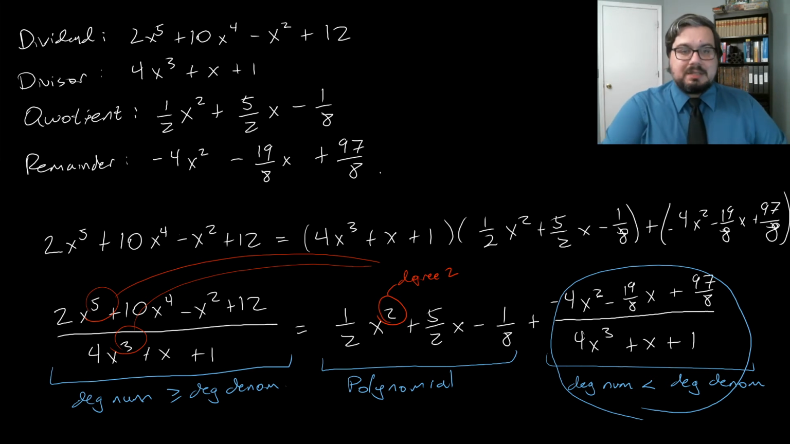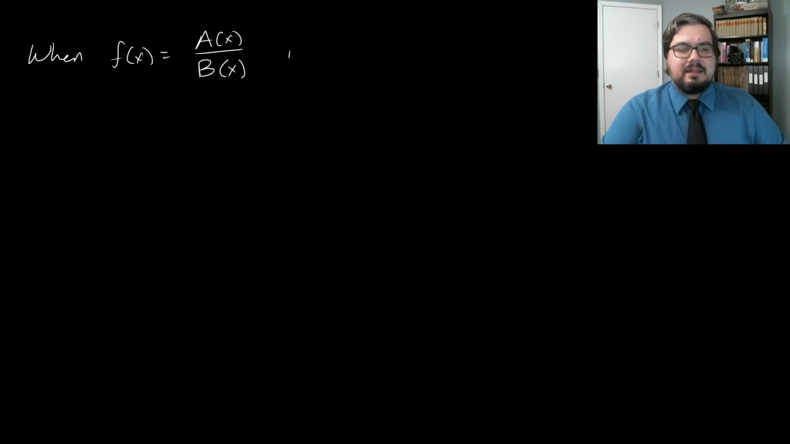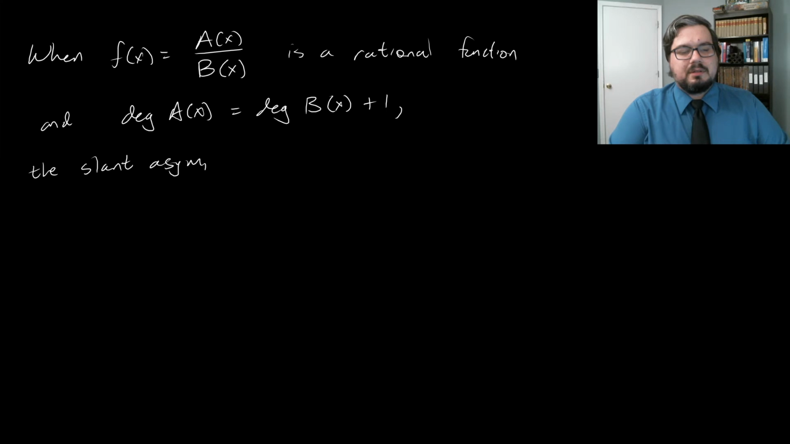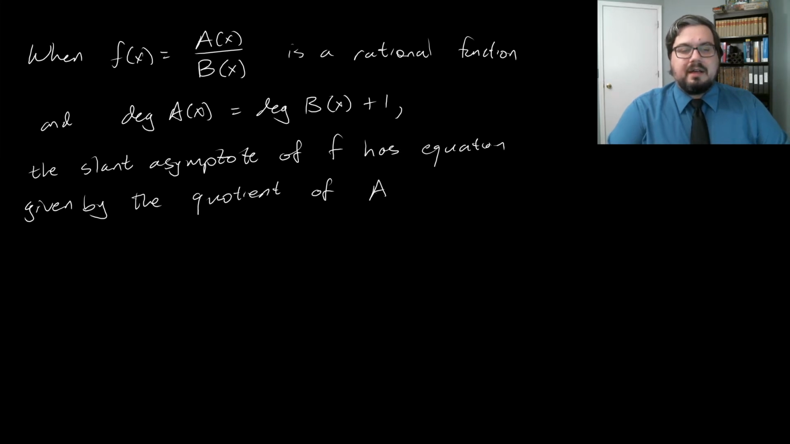What does it matter for us? So when f of x equals, I'll write it as a of x over b of x, again, is a rational function, and the degree of a of x is equal to the degree of b of x plus 1, the slant asymptote of f has an equation given by the quotient of a of x divided by b of x.